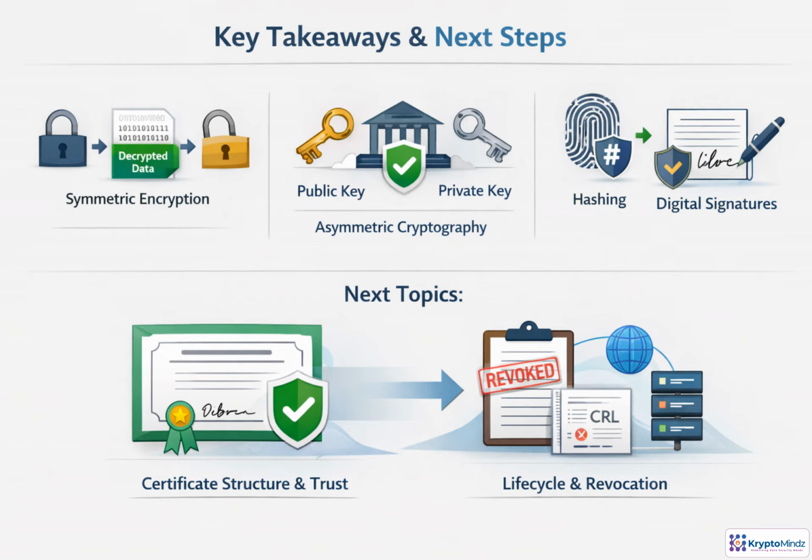You've now seen the core building blocks of cryptography. Symmetric encryption protects data efficiently. Asymmetric key pairs enable PKI trust as long as private keys stay secure. Hashes prove integrity, and digital signatures bind identity to data. Next, we'll connect these ideas to certificate structure, trust, and lifecycle management.